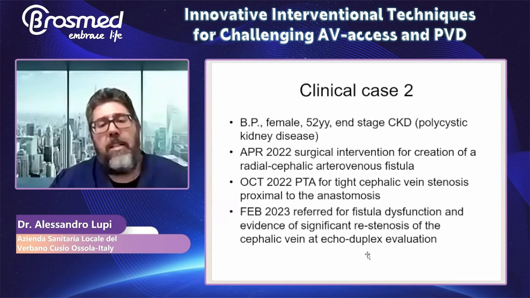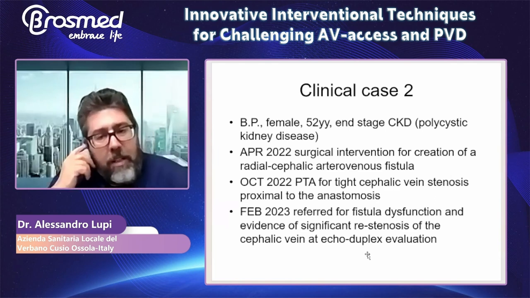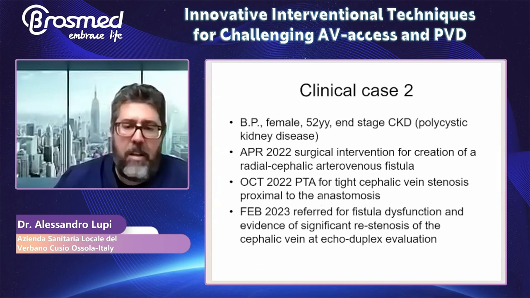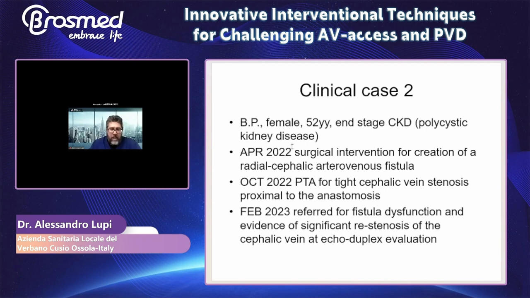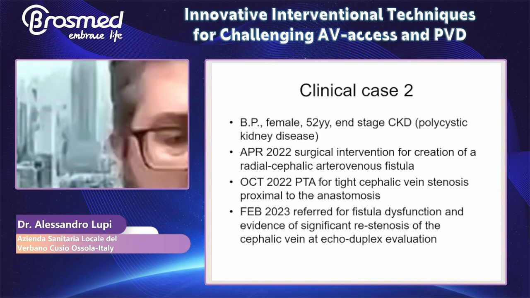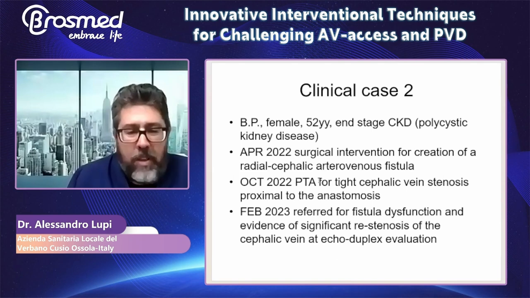This is another female, 52 years old, another case of end-stage renal disease due, in this case, to polycystic kidney disease. The fistula was done in 2022. There was a very early defect in the maturation of the fistula with a tight cephalic vein stenosis proximal to the anastomosis. The patient was treated with a standard angioplasty and a drug eluting balloon.